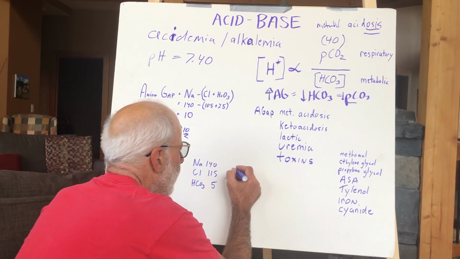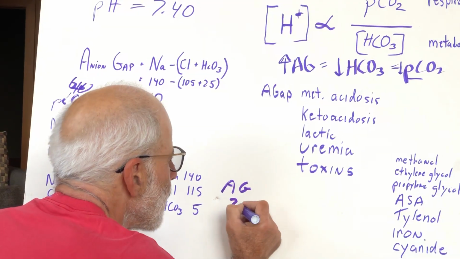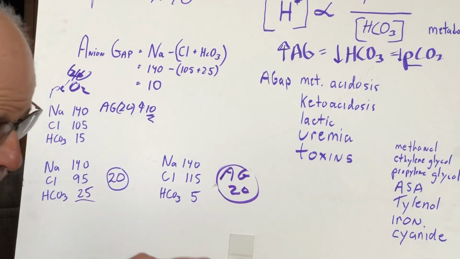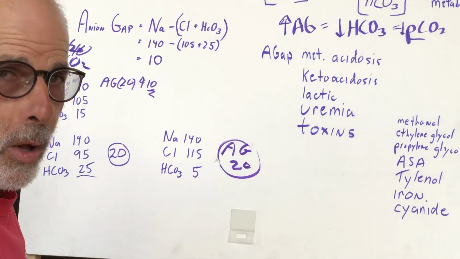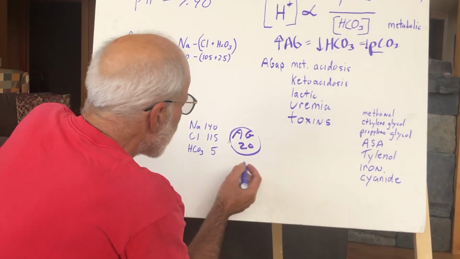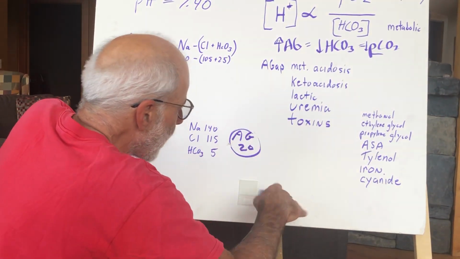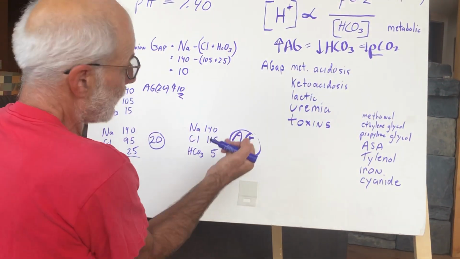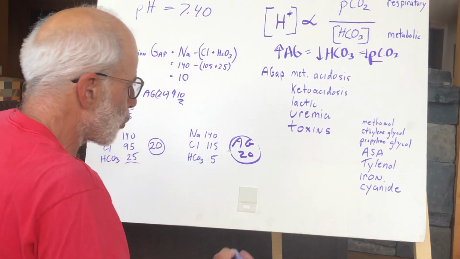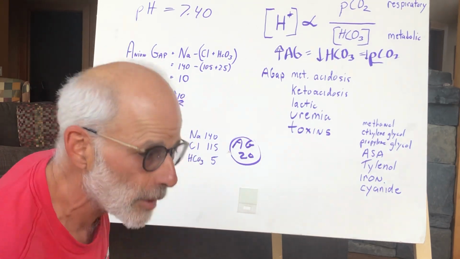In here, the anion gap again is 20. So we've diagnosed, again, because it should be 10, and in this case it's 20, therefore there's a metabolic acidosis, an anion gap metabolic acidosis, period. And we would expect the bicarb to drop 10 because the anion gap has gone up 10. Yet, the bicarb has dropped from a normal 25 to 5. It's dropped 20 when it should have dropped only 10.